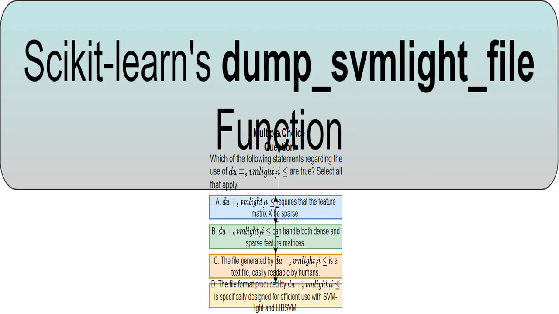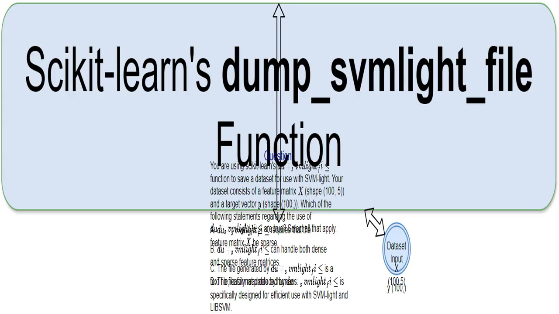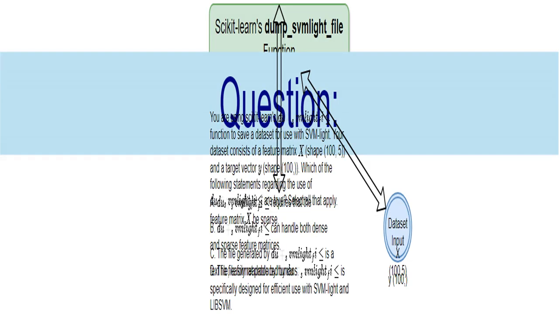This sets up the multiple choice format of the problem. You need to select all the options that are true. This line identifies the specific function we're working with from the scikit-learn library. That's important for context. I'm talking about the dump_svmlight_file function in the scikit-learn library. It's a tool we use to save datasets in a format that's perfect for SVMlight and libsvm, which are popular support vector machine algorithms. This is the problem we're tackling.